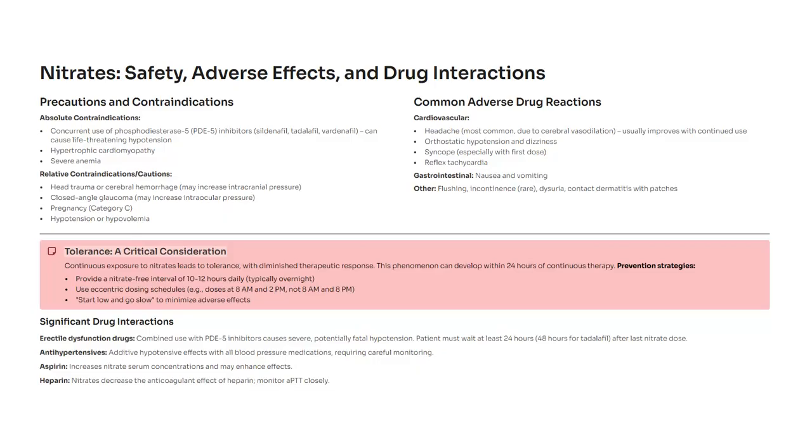Again, with erectile dysfunction drugs, that can cause severe, potentially fatal hypotension. So patient must wait at least 24 hours after the last nitrate dose. Antihypertensives, it can cause an additive hypotensive effect with all blood pressure medications, so you have to monitor them carefully. With aspirin, it can increase nitrate serum concentrations and enhance the effects. And with heparin, nitrates decrease the anticoagulant effect of heparin, so you have to watch their PTT closely.